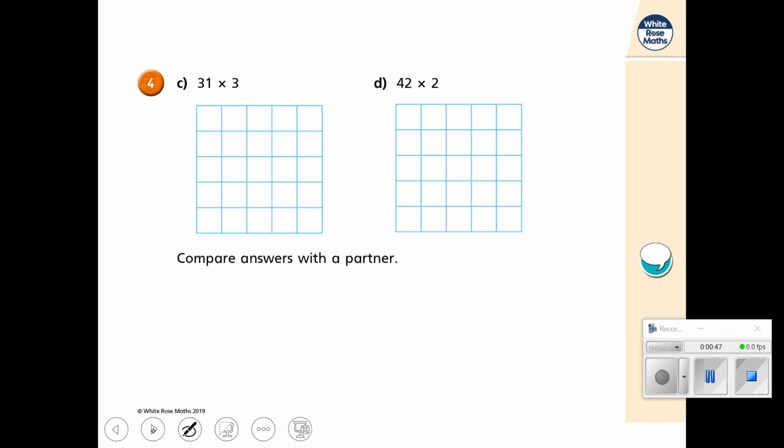Okay, so then we've got 31 times 3. And this time you have been asked to lay this question out in the correct format. So we have 31 multiplied by 3. And we can go 1 times 3 is 3, 3 times 3 is 9. So the answer is 93. And the last question, 42 times 2. So 2 times 2 is 4, and 4 times 2 is 8.